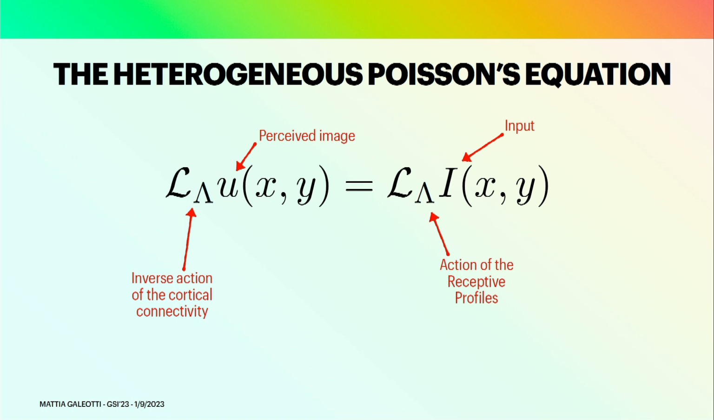So just to check if I understood correctly, I is the signal and u is the unknown, or vice versa? So I is the signal, the input, and u is the unknown, and the solution of this problem will be the perceived image.